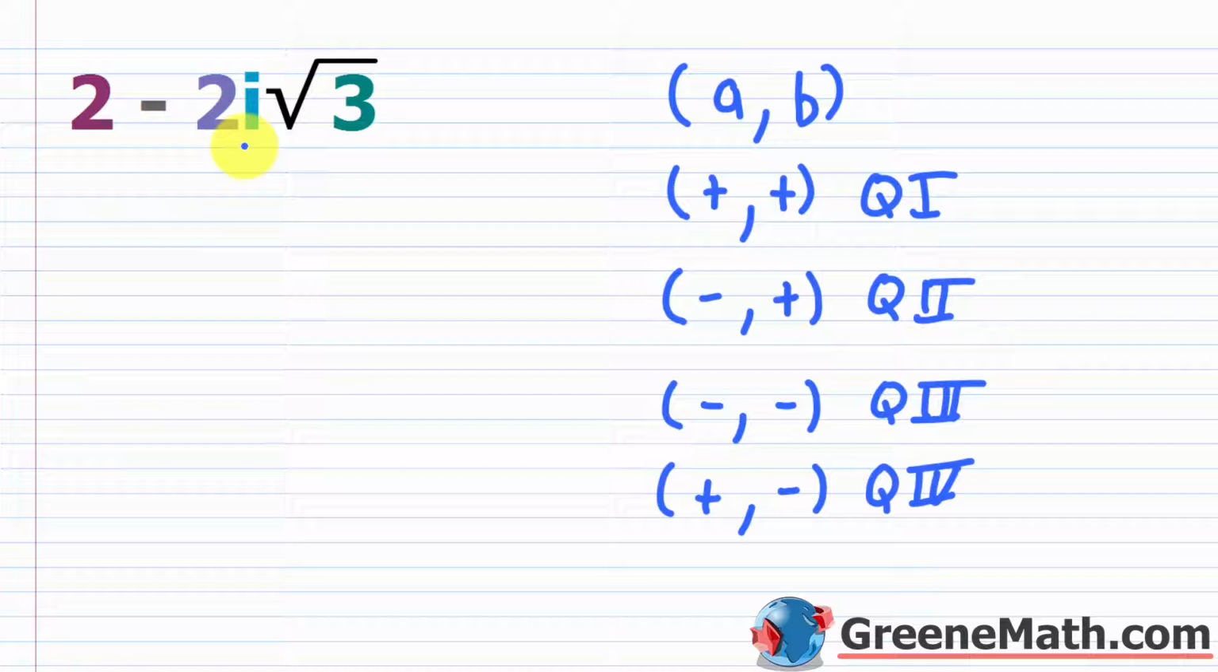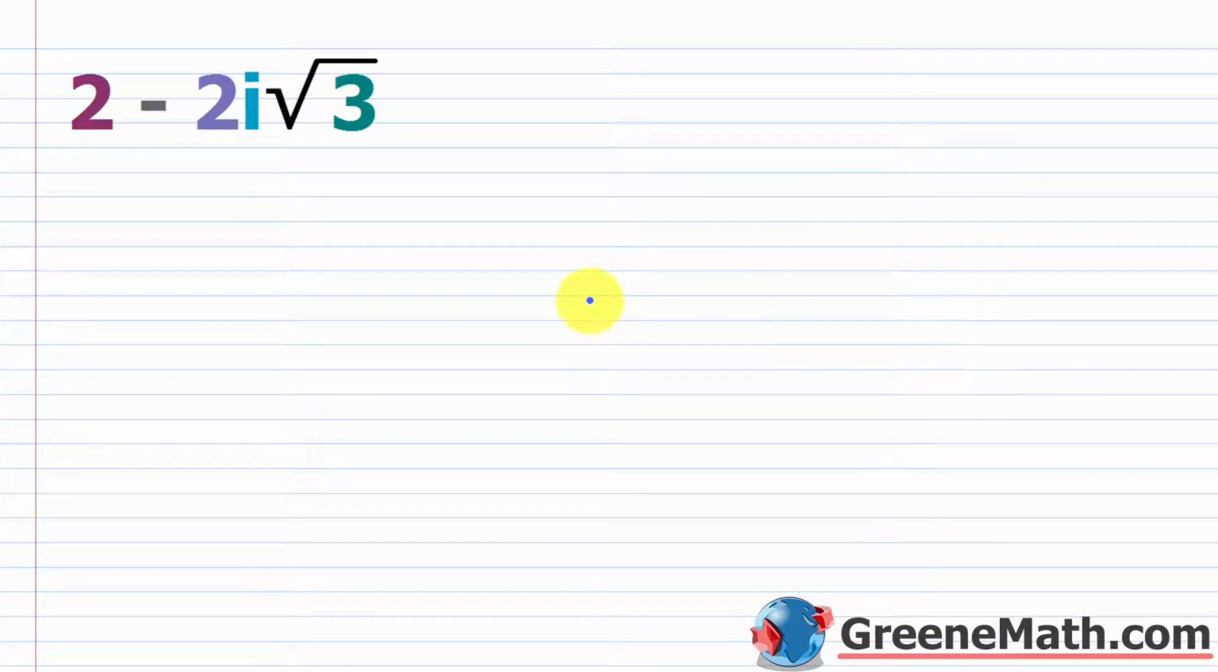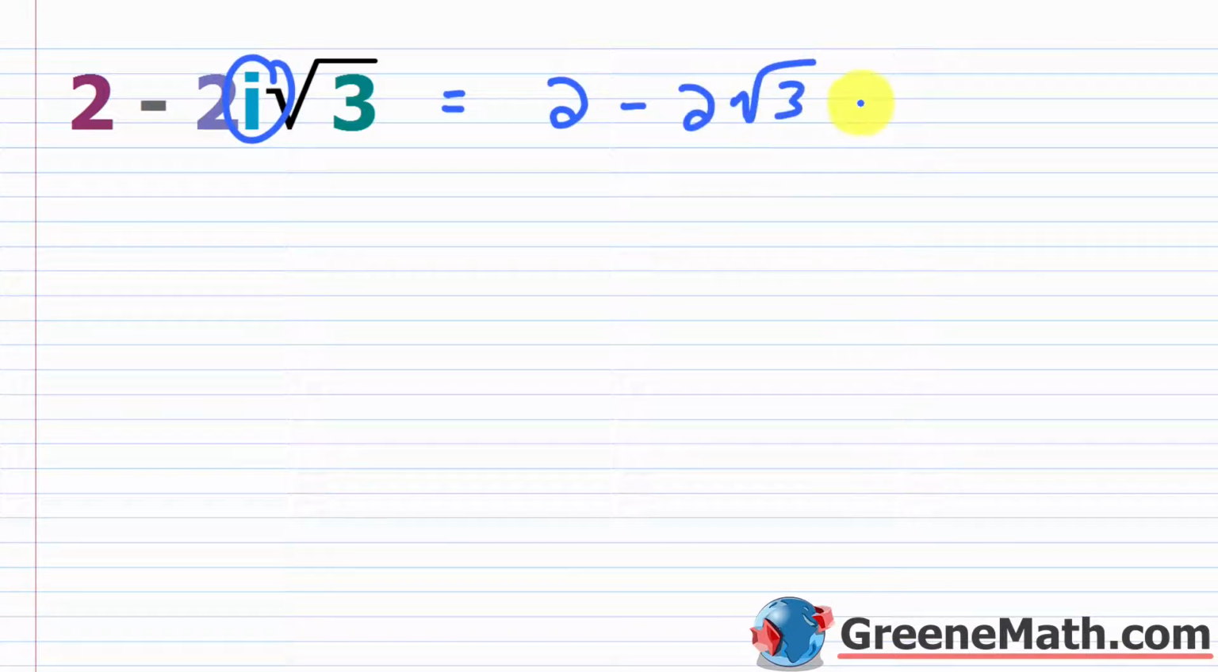Am I in quadrant 1, 2, 3, or 4? Okay, so that's the first thing you want to do. Now, if I look at this guy right here, I have 2 minus 2i times square root of 3. Again, this i is here for clarity. If you want to, you can write this as 2 minus 2 times square root of 3 times i.